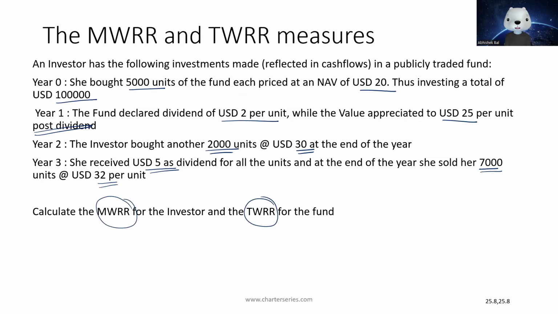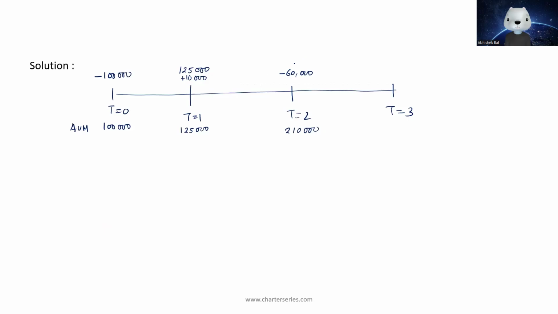The price jumped from USD25 to 30. So earlier the investor had 5,000 units. So 5,000 units, if you multiply it by 30, becomes your 150,000, 150,000 plus 60,000. That is how this becomes AUM 210,000. So I hope you understand how this 210,000 came into being.